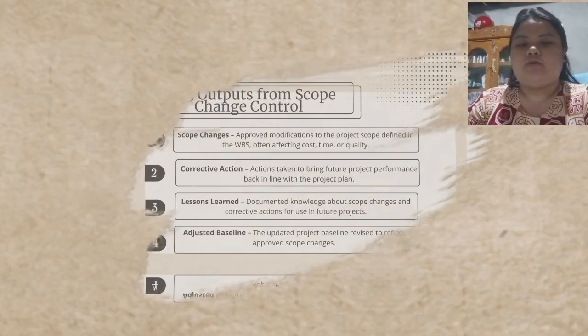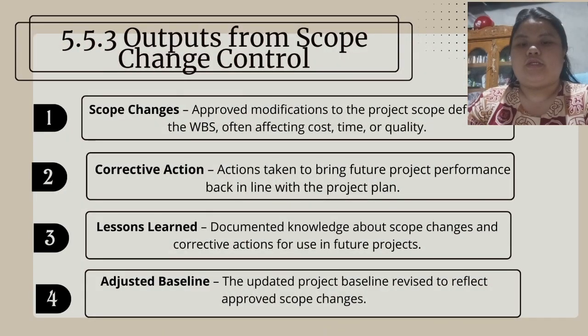And lastly, the outputs. Scope changes: approved modifications to the project scope defined in the WBS, often affecting cost, time, or quality. Example, adding a mobile app feature after client approval, which increases the project budget and timeline.